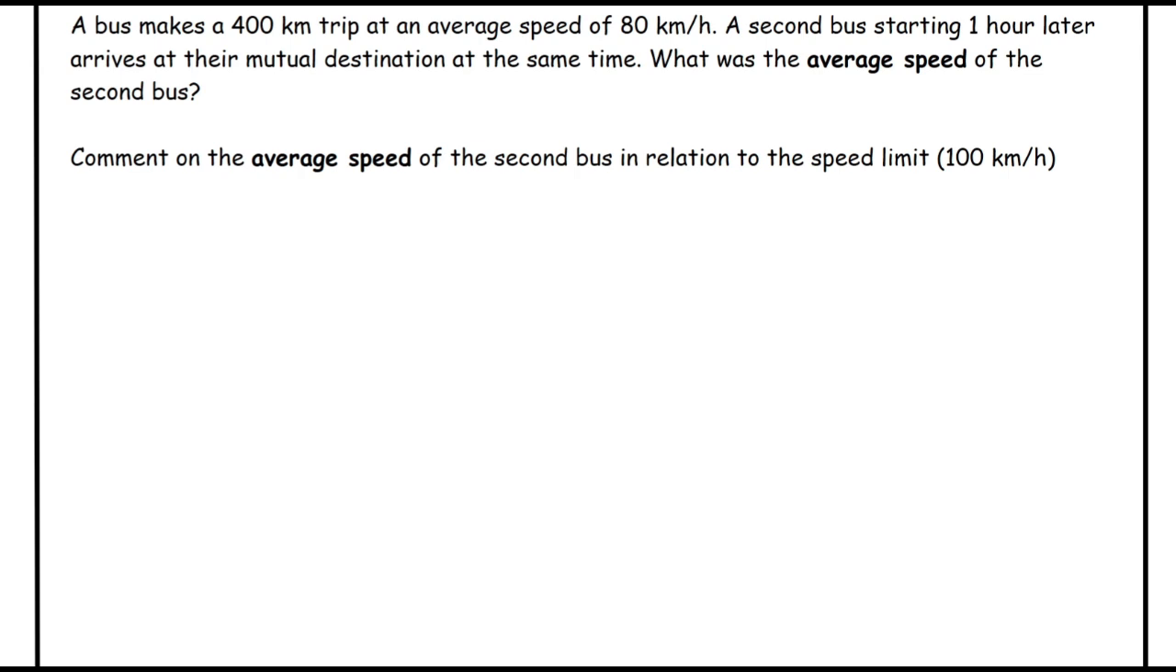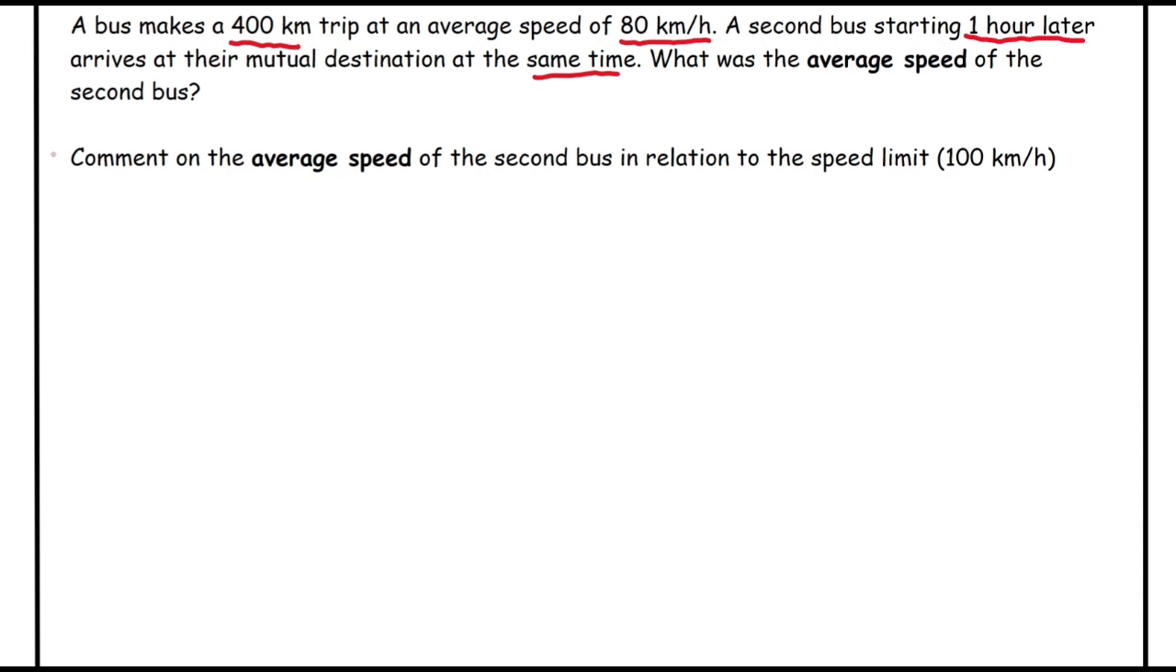Today we'll be talking about average speed, and our question reads: a bus makes a 400-kilometer trip at an average speed of 80 kilometers per hour. A second bus starting 1 hour later arrives at their mutual destination at the same time. What was the average speed of the second bus?